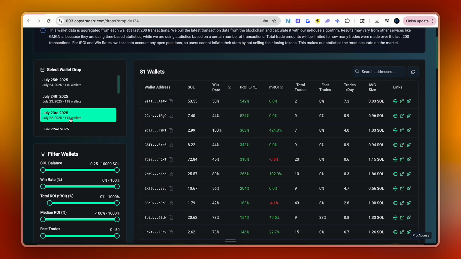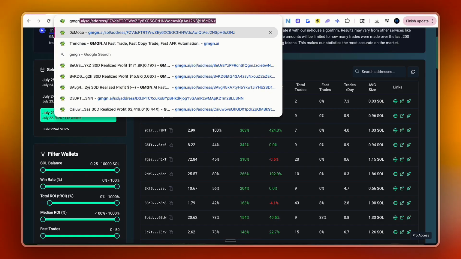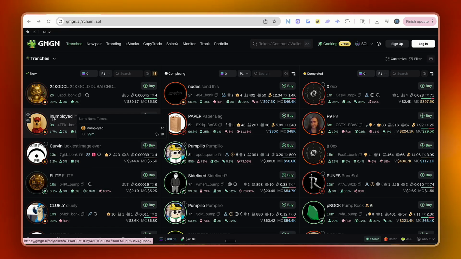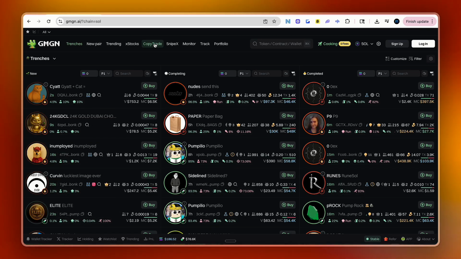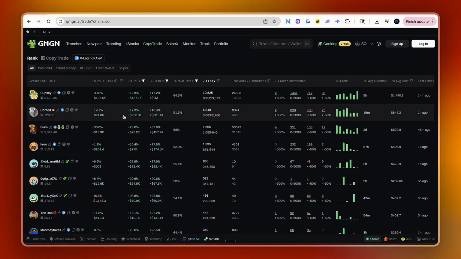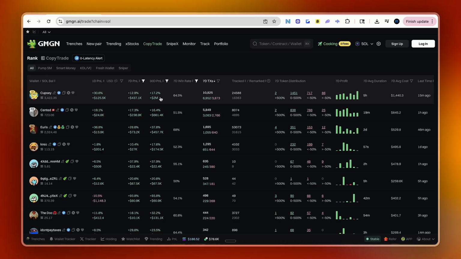So let's continue with the next avenue for finding profitable wallets for free, which would be on gmgn.ai. GMGN is the next place where you can find free wallets to copy trade. They've got a section here called copy trade, and here they post the most profitable traders on the Solana network over the last 7 to 30 days. Now you have to be very careful here, guys. Just because a trader is extremely profitable does not mean they are suitable to be copy traded.